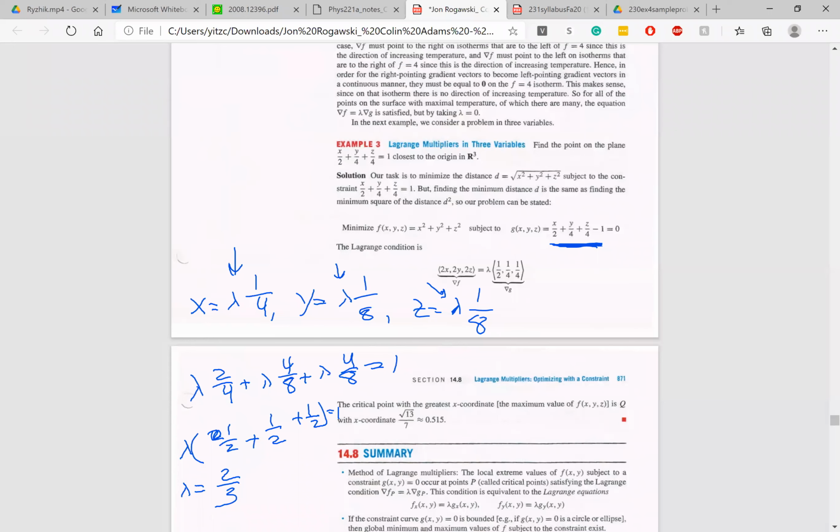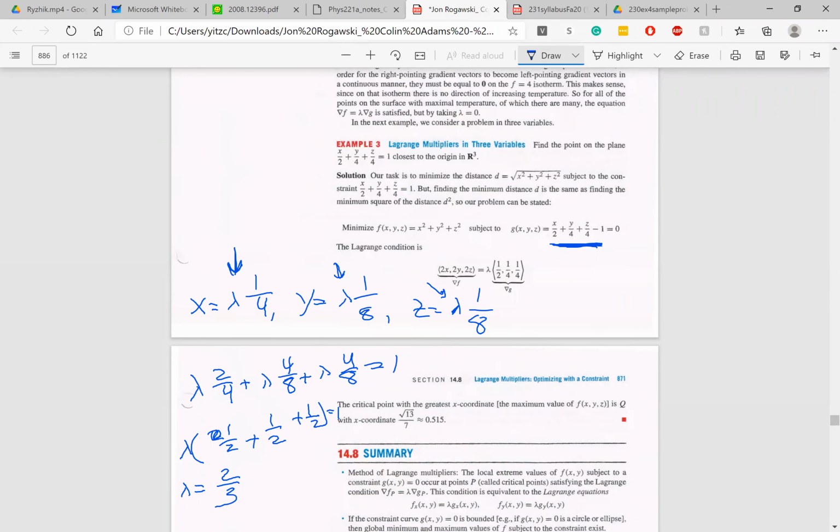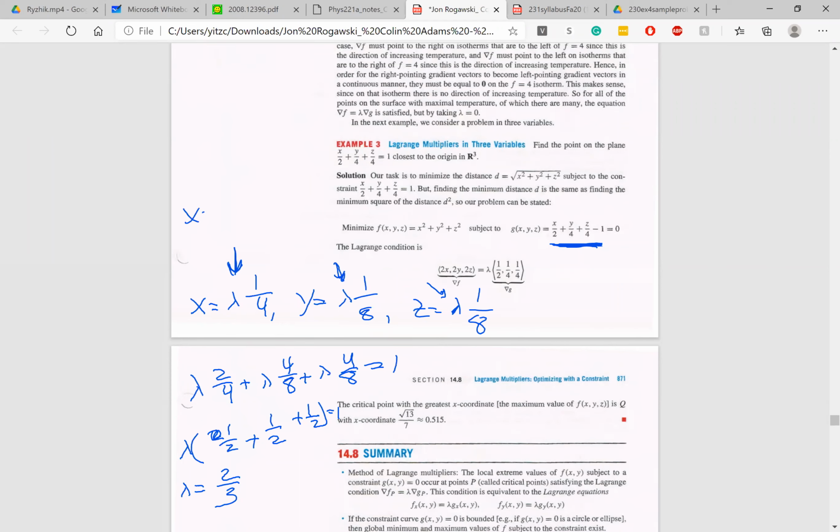And then you would plug your lambdas into here to figure out what that is. So now my x is going to be 2/3 times 1/4, and so on. And then you plug this into your distance, and that would tell you how far away you're going to be from the origin, at least. Or it would give you the x and the y and the z that satisfy this. So you would already have the point closest to the origin. This is your x, and so on.